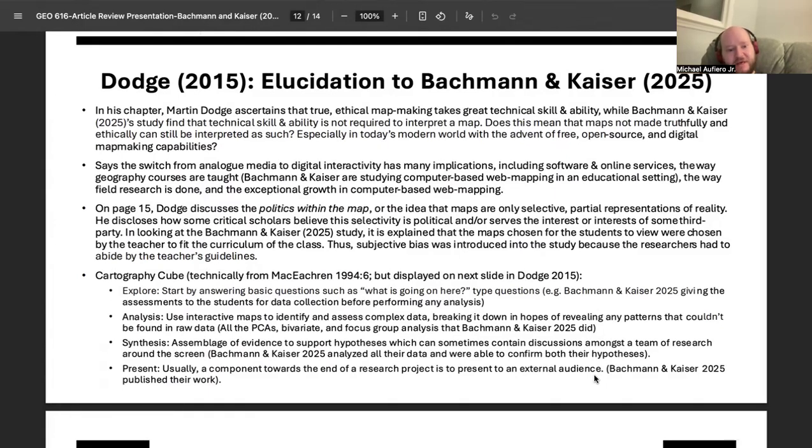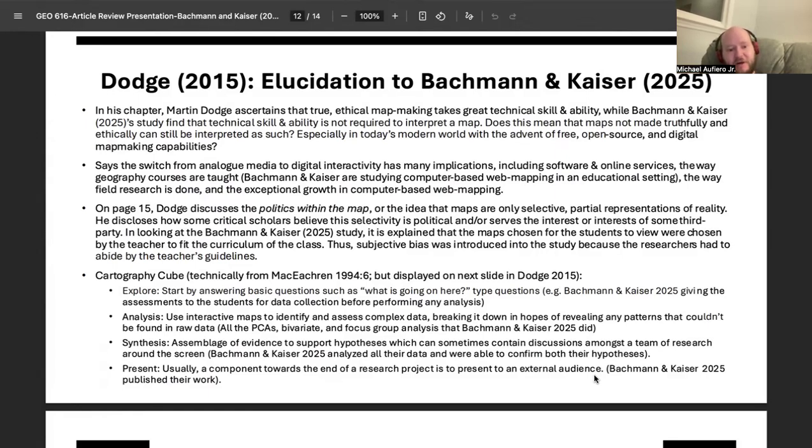Analysis, using interactive maps to identify and assess complex data, breaking it down in the hopes of revealing any patterns that couldn't be found in raw data. So they didn't use maps to break it down because they're using web maps, but they used the statistical maps, the PCAs, the bivariate analysis, and the focus group analysis. And that would be the analysis part of the cartography cube.